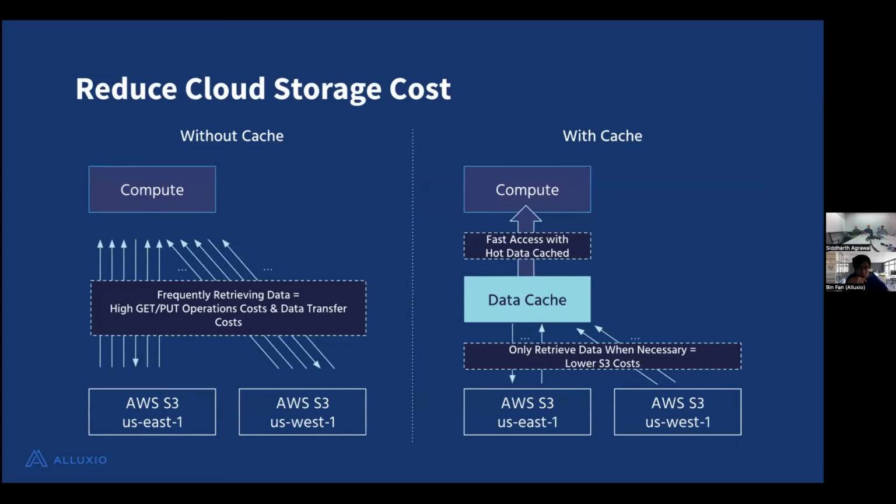Another benefit is, hey, by having this caching layer between the compute and storage, we can reduce the frequency to retrieve data, especially for the high volume get or list operations. We have seen in quite a few different users that these operational costs for data APIs are actually phenomenal. So with cache, we're able to basically read the data once or list the bucket once, and then keep it in the caching layer to enable fast access with the hot data cache.